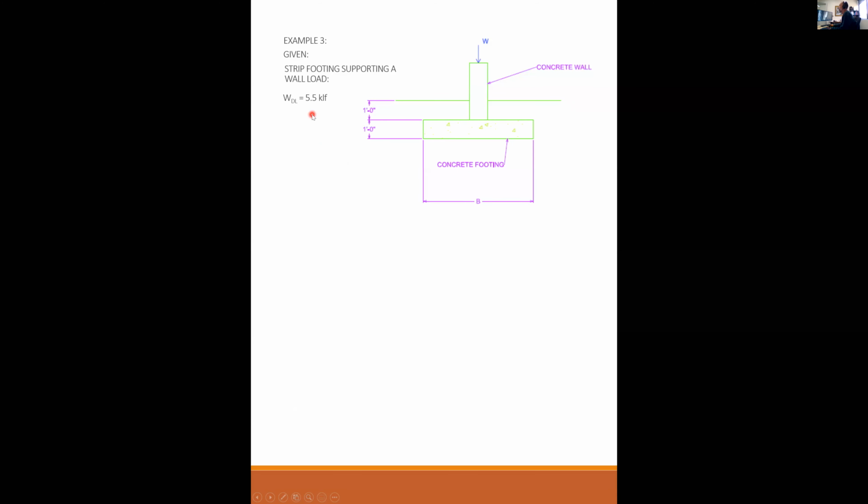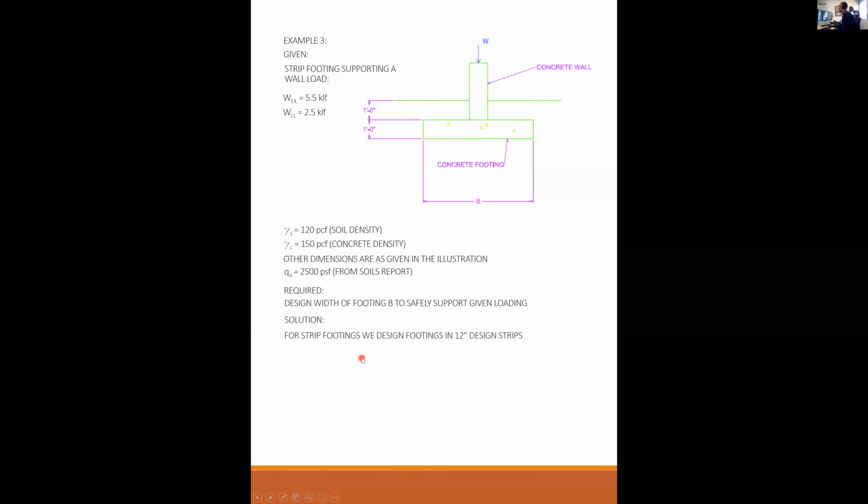The dead load of the wall is 5.5 kips per lineal foot. The live load is 2.5 kips per lineal foot. Soil density is 120, concrete density is 150. Other dimensions are as given in the illustration. From the soils report, I'm allowed 2,500 pounds per square foot. Required, design the width of the footing B, come up with a dimension B to safely support the loading as given.